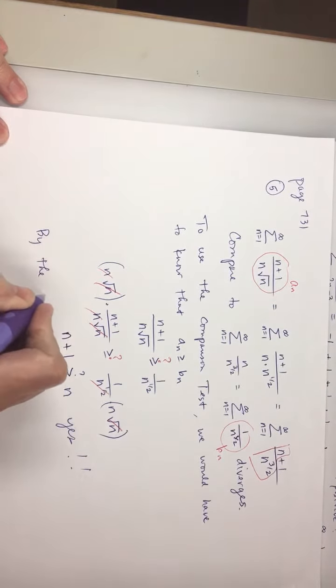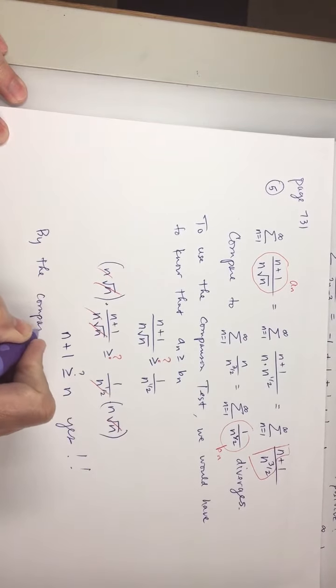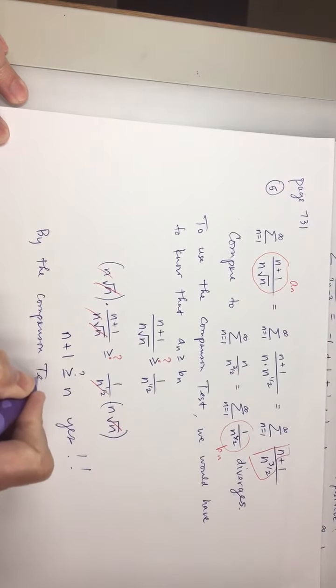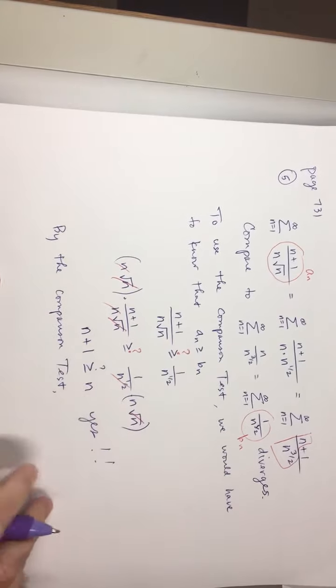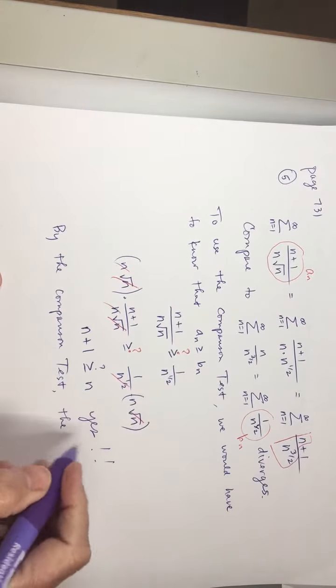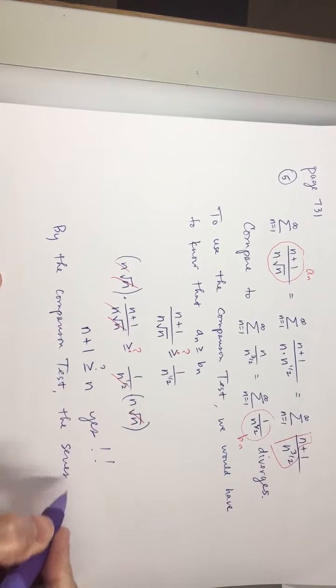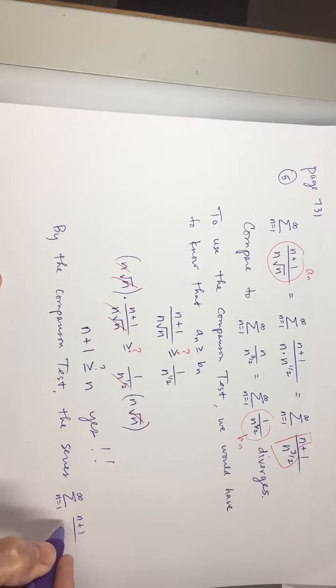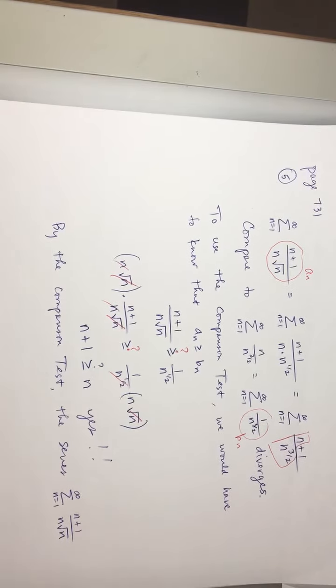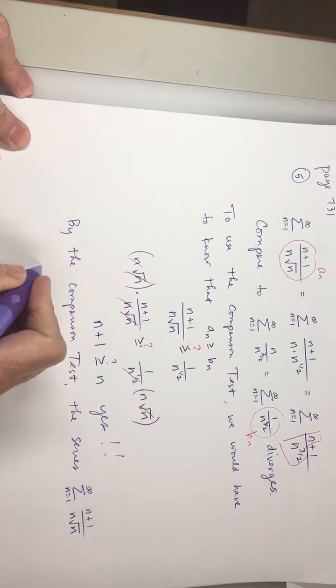By the comparison test, the series, the sum as n goes from 1 to infinity of n plus 1 over n times the square root of n diverges.